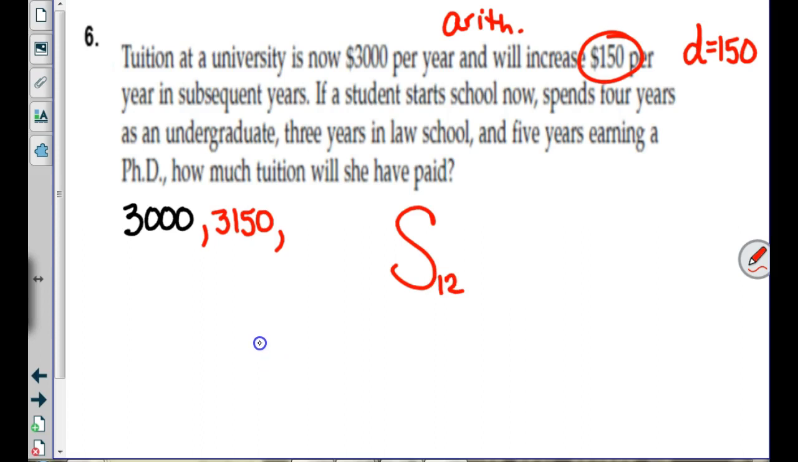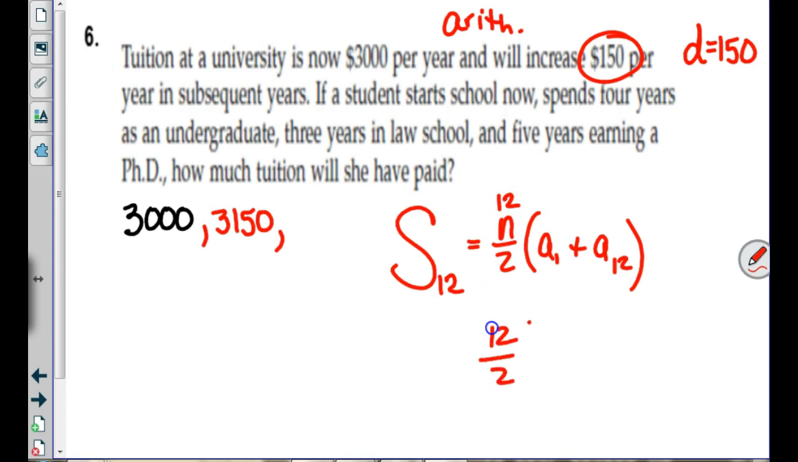Yes, so what does the formula look like for finding the sum? In our case, the 12th term, right? And n is also going to be 12. So 12 over 2 times the first term, which is 3,000, plus the last term, which is to be determined. How are we going to find the last term?